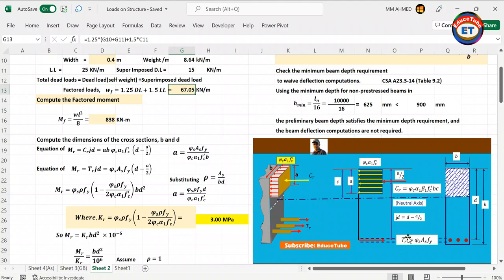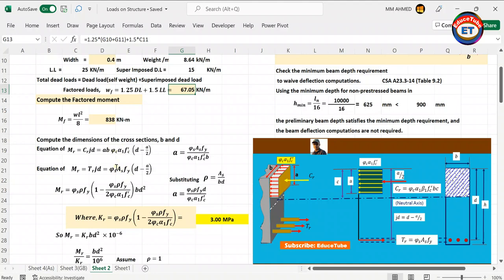And the tensile force, this tensile stress, it is phi s fy multiplied by area of the steel. Very easy. So once we get these two forces, there is a force couple created at a distance of jd. Jd means d minus a by 2. So surely, the factored moment resistance will be Cr multiplied by jd or Tr multiplied by jd. So that's what it is. One important point, we must consider it is in equilibrium situation. So surely we can write this part equal to this.